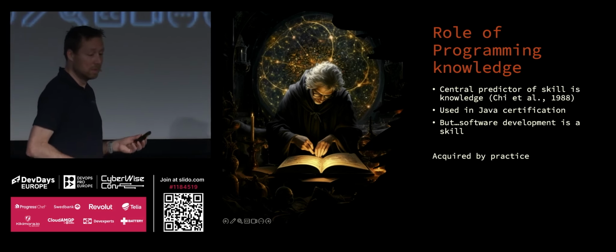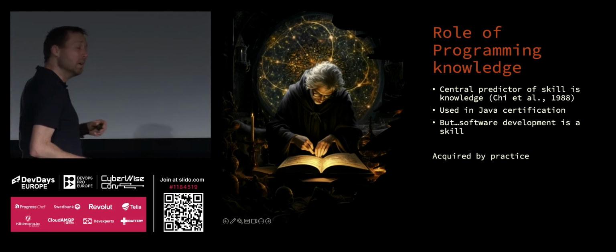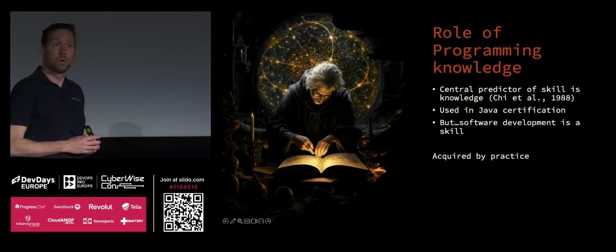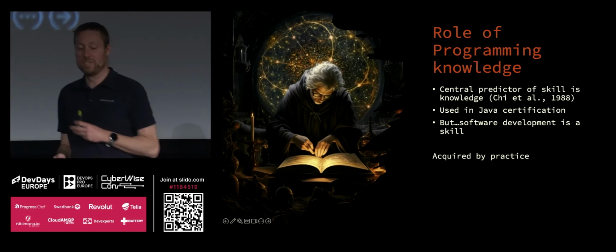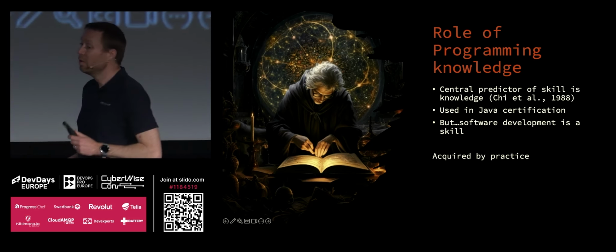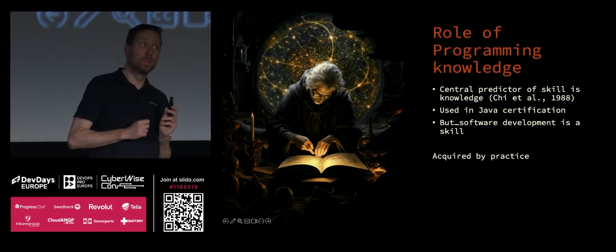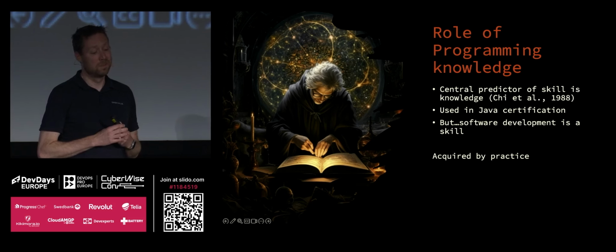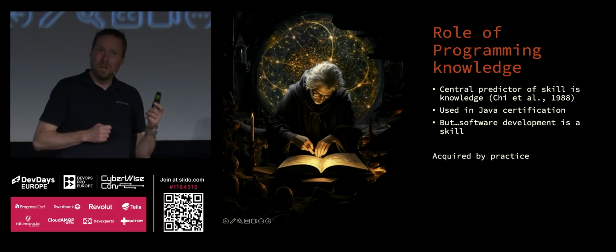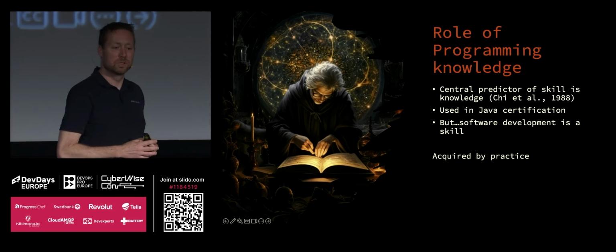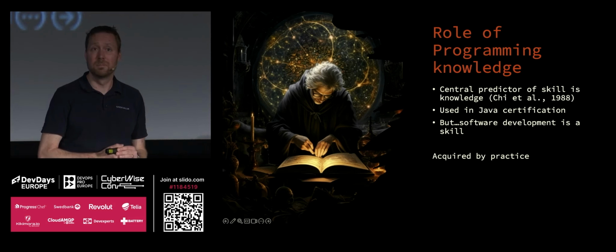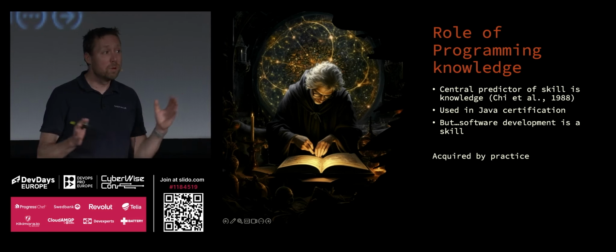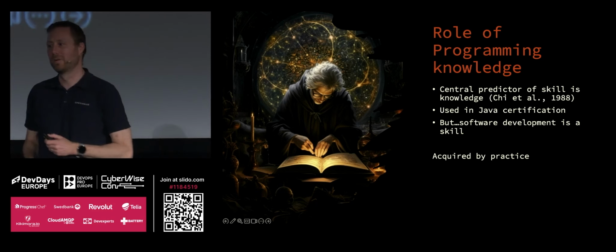But nonetheless, it turns out that having the right knowledge is a really strong predictor, a central predictor, as Chi says in his paper from 1998, for how well you will be performing as a developer. So maybe therefore, if somebody puts a lot of programming certifications on his or her CV, it does say something, probably. So that's also interesting.